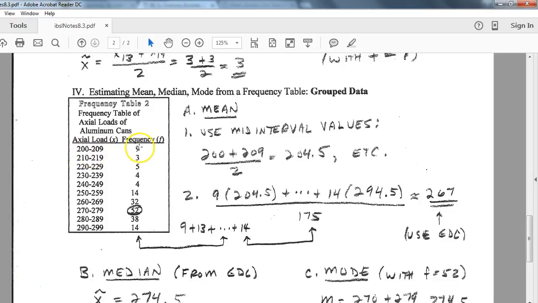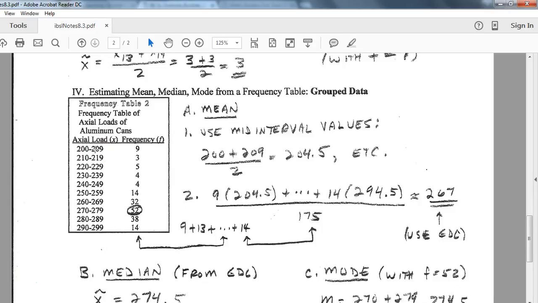All I want to point out is if you have classes, like I have 9 responses that were somewhere within this class, but I don't know what those 9 responses were. They could all have been 201. I could have had 5 responses that were 200 and the other 4 responses were 208. We have no way of knowing. All I know is that these 9 responses were somewhere within that range.